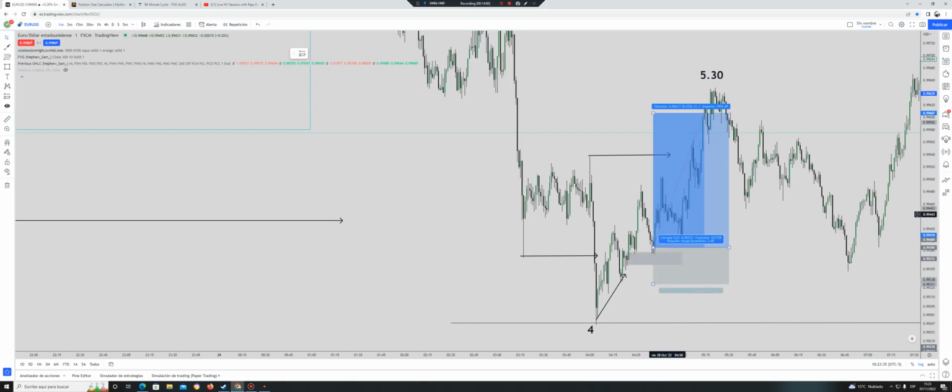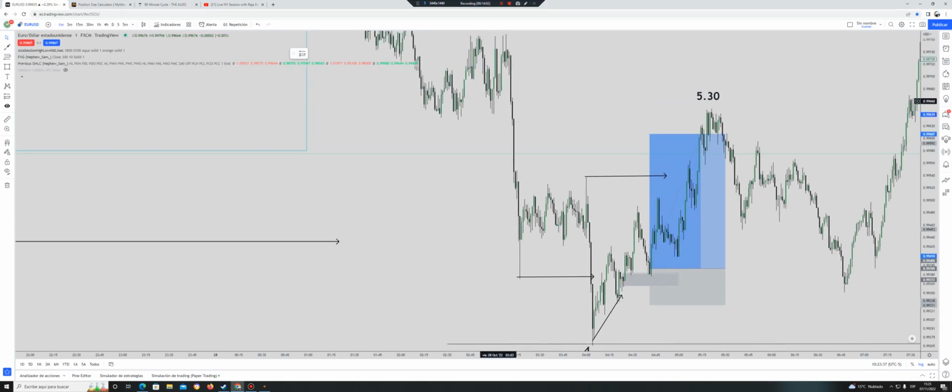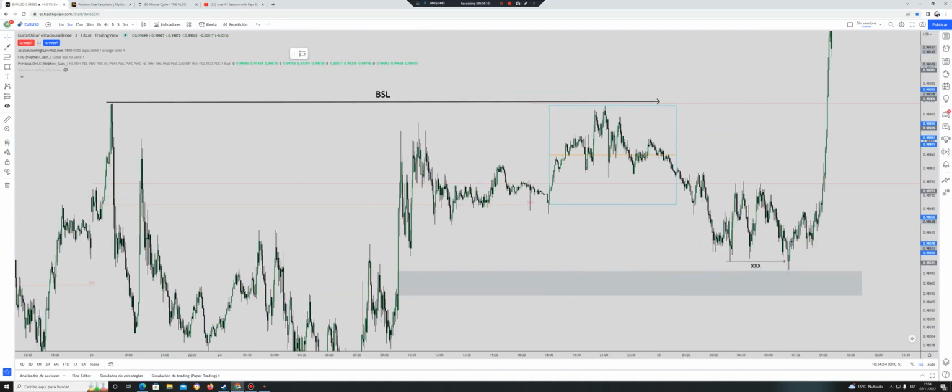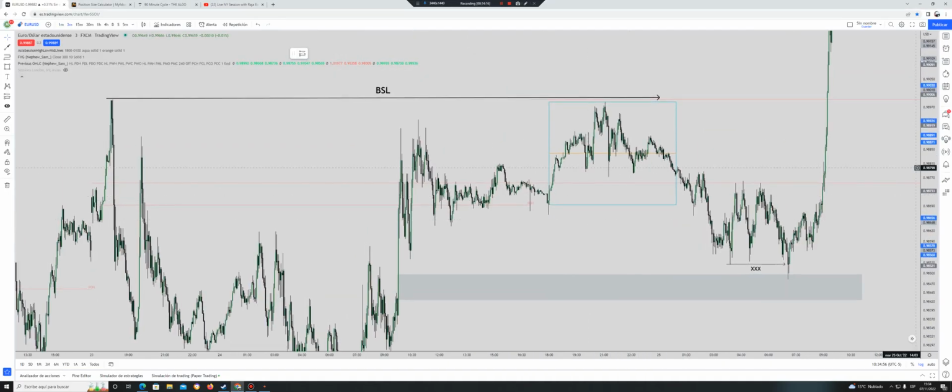4:30, you enter. There you go. We close this fair value gap, this gap here, all of this that is unmitigated. At 5:30 we close the position, and that's it. So this is another example of how you can trade the 90-minute cycle.